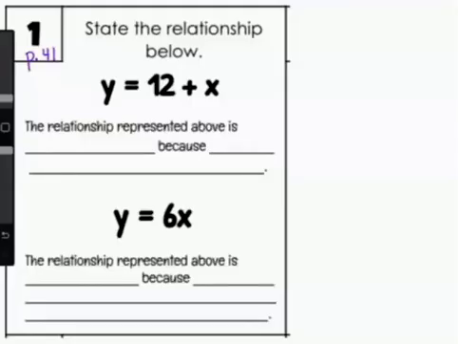Okay, we are going to go over the review for our test on Friday, and question number 1 can be found on page 41 in your notebook. Page 41 is talking about additive and multiplicative relationships. So when it's asking us about the relationship here, that's what it's asking. Is it additive or is it multiplicative?